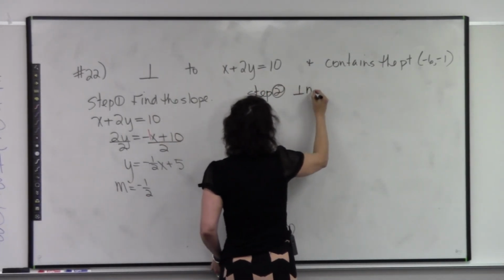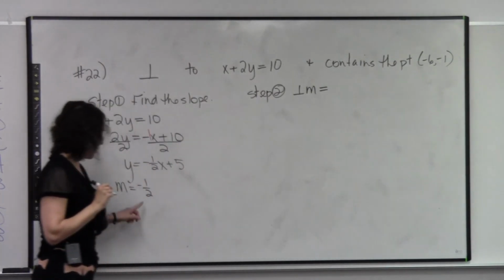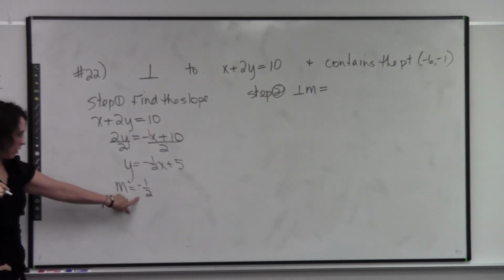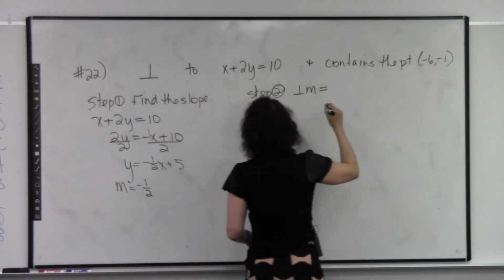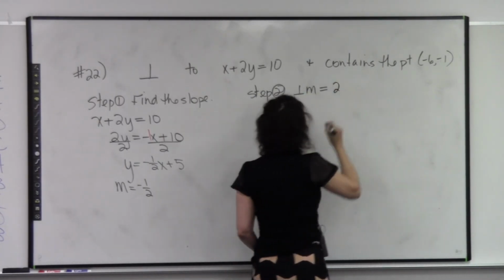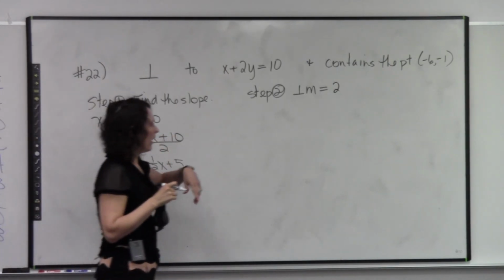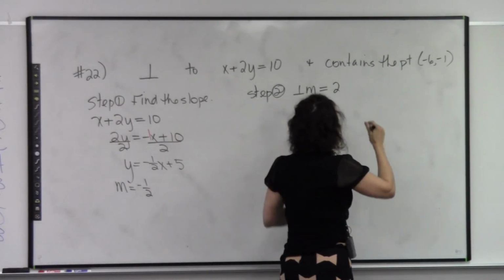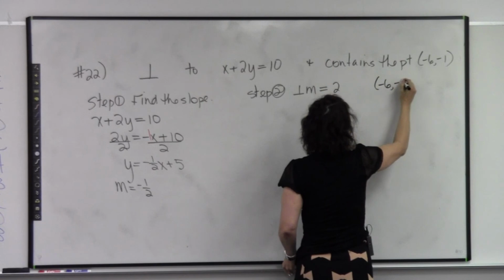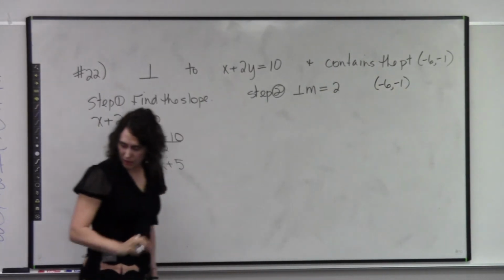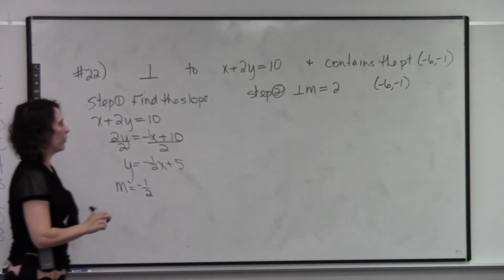All right, I need my perpendicular slope. So what am I going to need to do to this? Flip it and then change the sign. Another way of saying that is the negative reciprocal. So we're going to have a positive 2 for our perpendicular slope, and we have this point, which is a negative 6, negative 1. I'm trying to make sure I copied it down right.